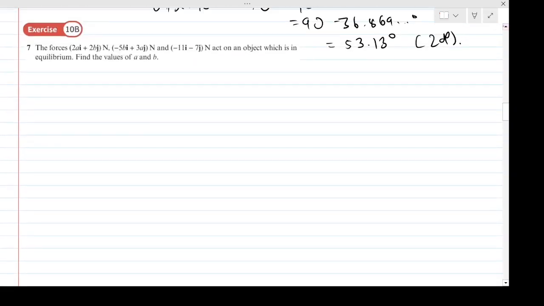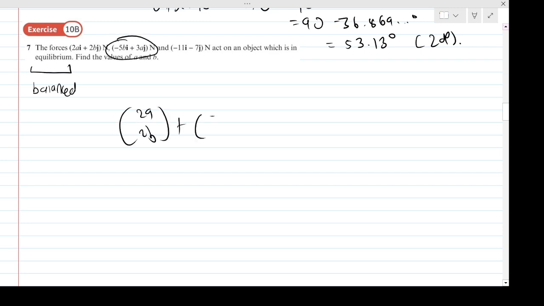So now we're told here the forces 2a and 2b, minus 5b and 3a, and minus 11i minus 7j act on an object in equilibrium. Again, that means it's balanced. All the forces are balanced. Now, with that in mind, our forces then, again, we have the vector 2a and 2b. Then we have minus 5b and 3a. And we also have minus 11 and minus 7. If it's in equilibrium, it has to equal 0.